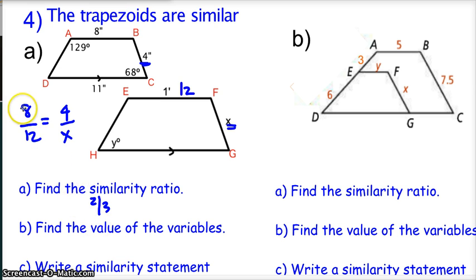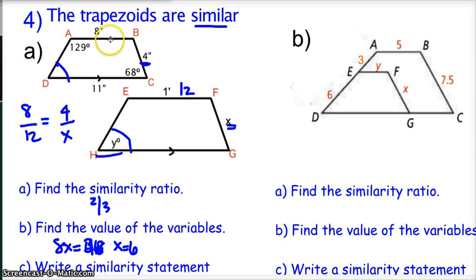To find the value of that variable x, I'm going to cross multiply, so it gives me 8x equals 36 here, so, oops. 48 divided by 8, x is going to give me 6. In order to find the value of y, that is going to be an angle. Because it told me that the trapezoids are similar, I know that corresponding angles are congruent. So this angle here should match this angle here.